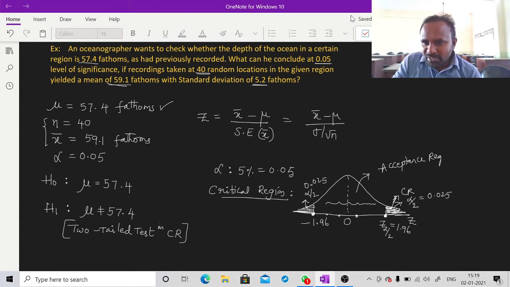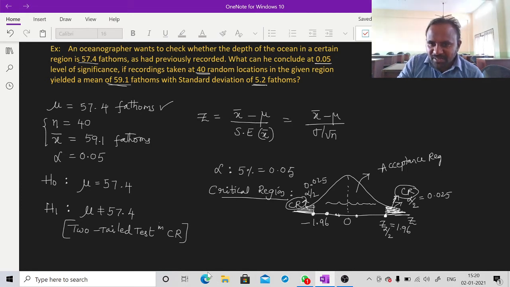Whereas this shaded part is called the critical region. Critical region means the region where you have to reject the null hypothesis. This part is also critical region. So depending upon whether your test statistic z is in between these critical values, z alpha by 2 and minus z alpha by 2, you have to accept it. If it exceeds these 2 values, you have to reject the null hypothesis.